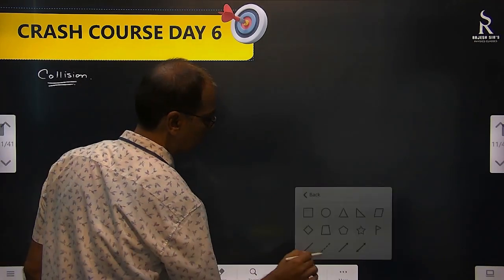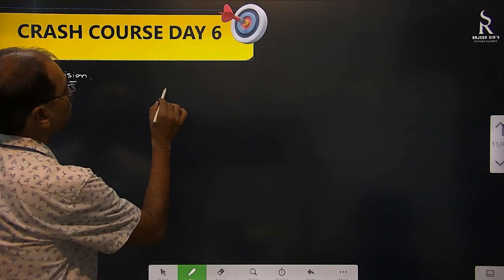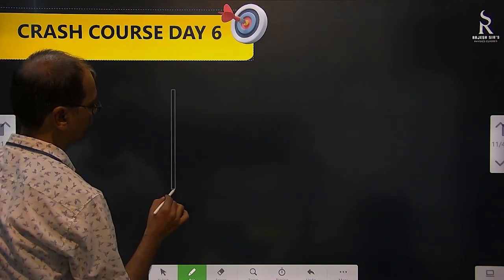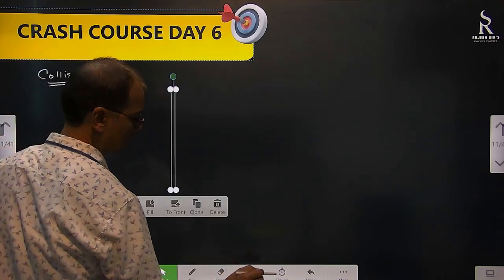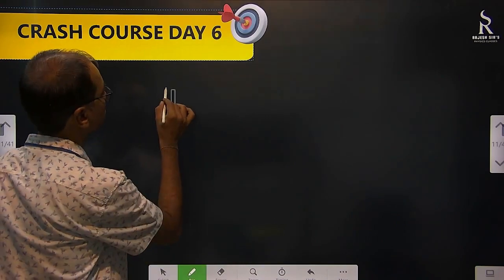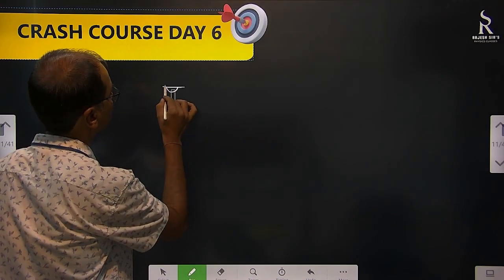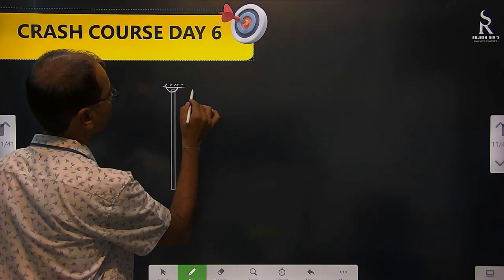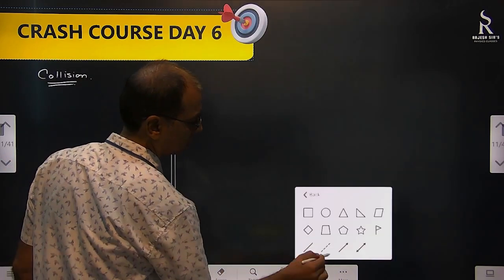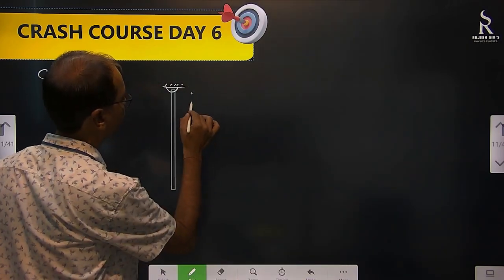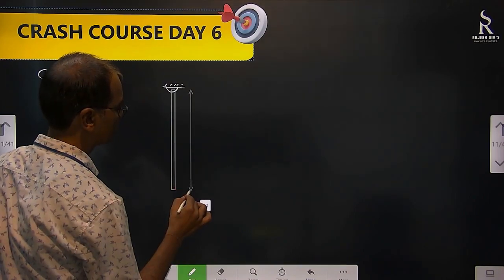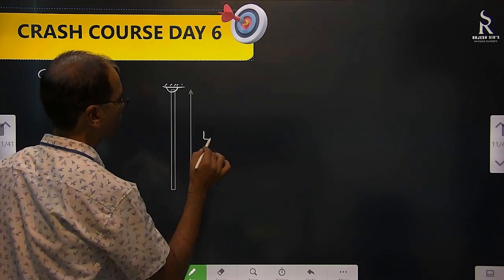So how will we do this? Suppose I have a rod, and this is hinged here. Its length is L and its mass is M.